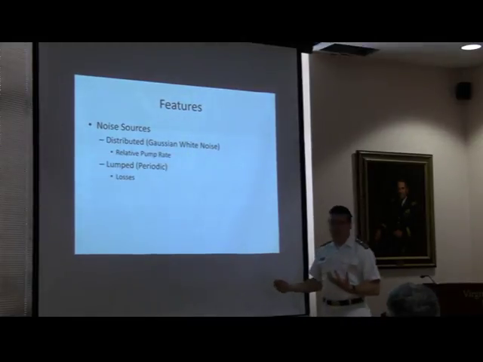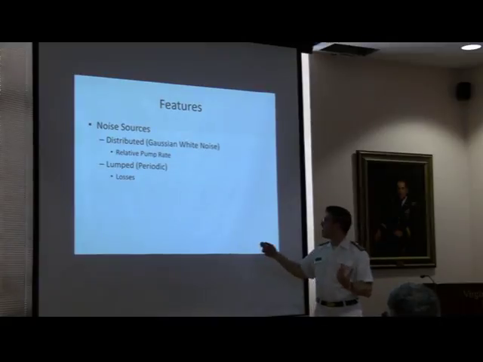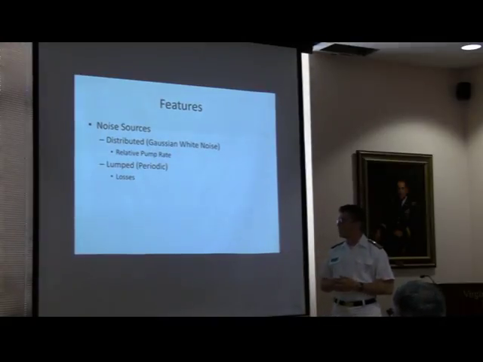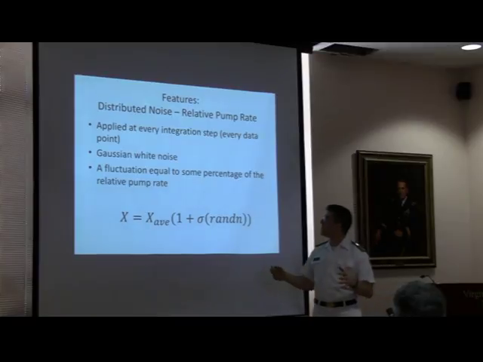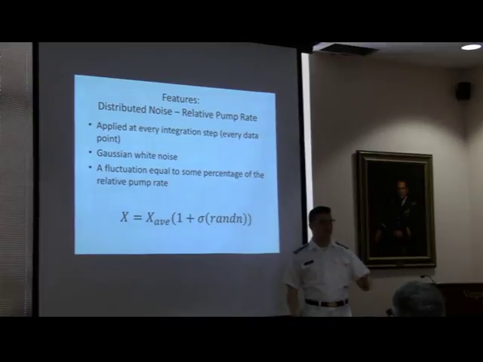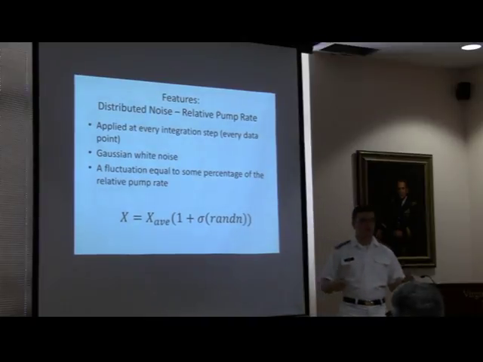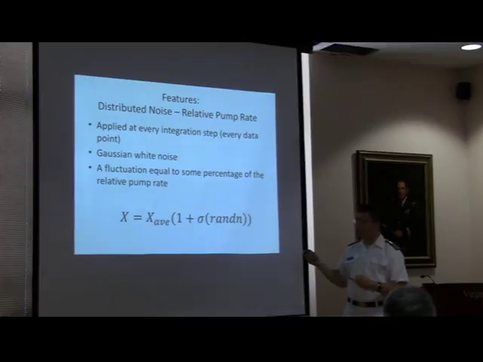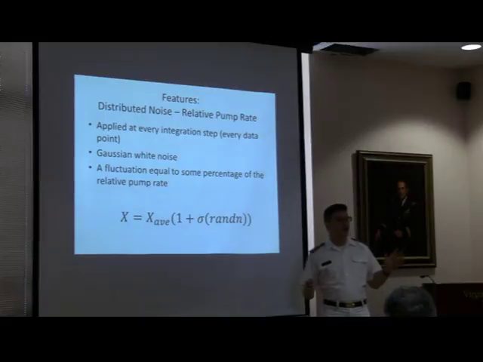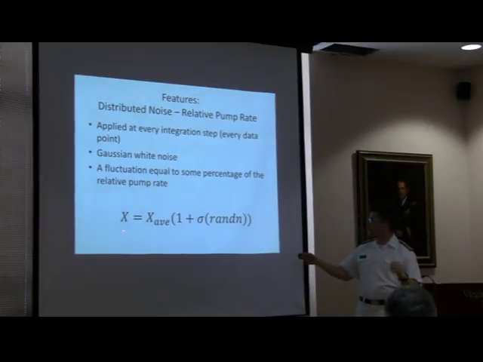So we chose two noise sources for this, one of which is distributed and based upon Gaussian white noise, and this affects the relative pump rate, and one source which is lumped and periodic, which affects the losses. This first source is distributed, and distributed means nothing more than it's applied on more than a simple pulse-to-pulse basis. It's applied within the pulse. It can be every 5 steps, every 10 steps, every 100 steps, but for us, it's every single integration step, every data point. And this is based upon Gaussian white noise, which for us doesn't mean too much, but it's a slight fluctuation equal to some user-decided percentage on top of what you normally see for the pump rate.